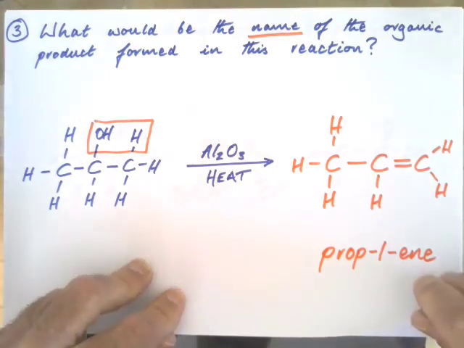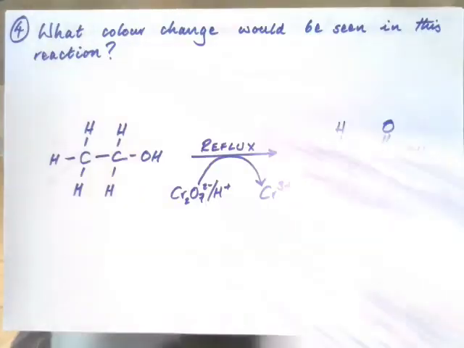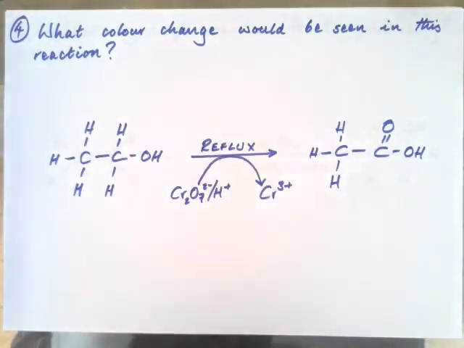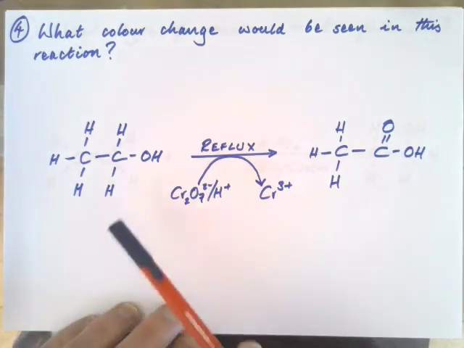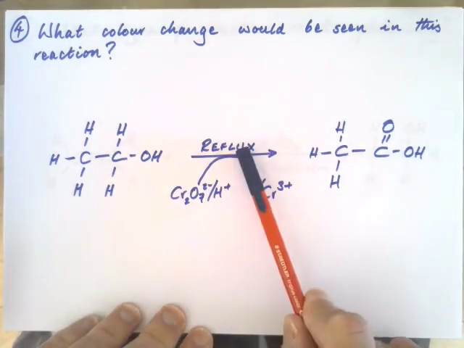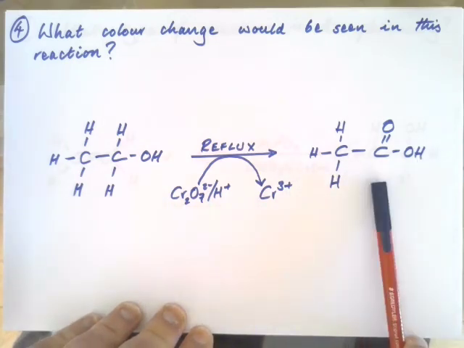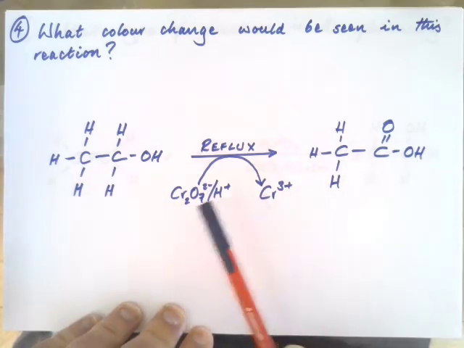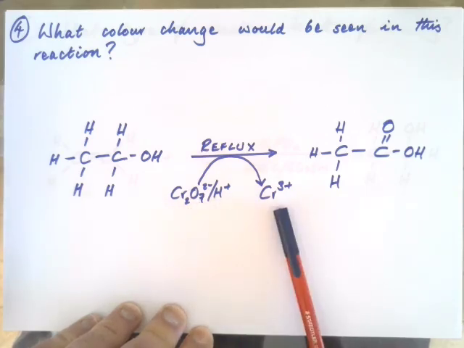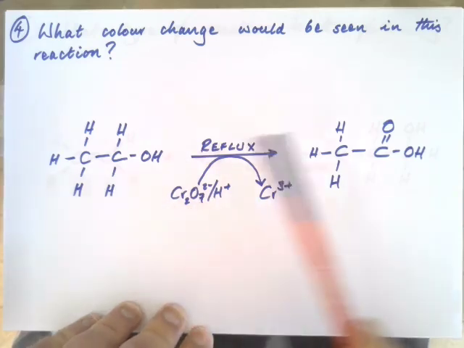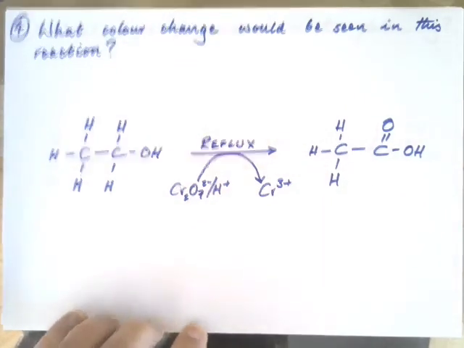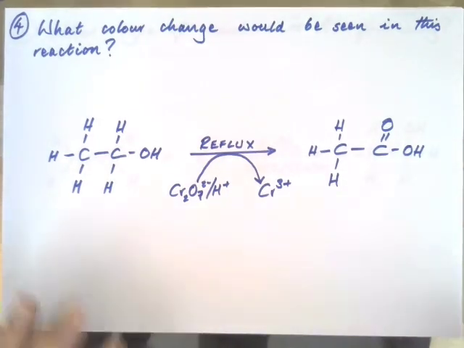Okay, question number 4. What colour change would be seen in this reaction? We have here ethanol being refluxed with potassium dichromate in acid to give us ethanoic acid. Potassium dichromate is itself reduced to chromium 3, whereas the ethanol is oxidized to ethanoic acid. So what colour change would we see here? Pause the video and we'll come back with the right answer in a second.